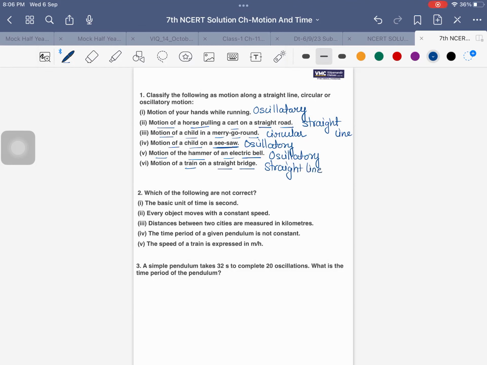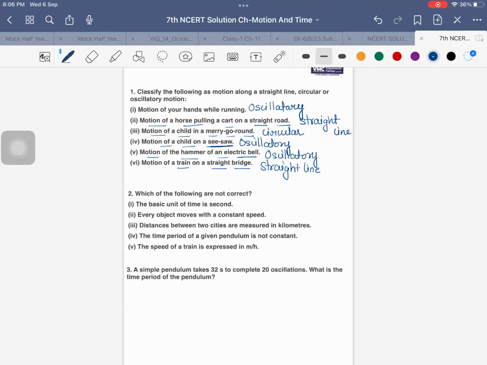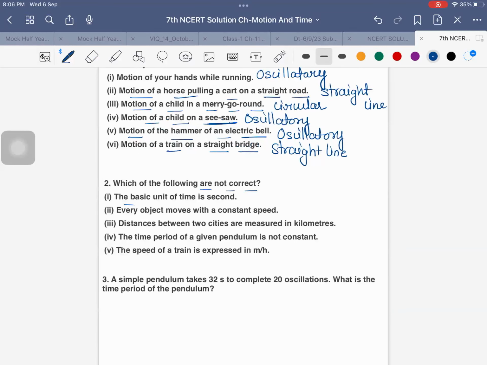Next one, which of the following are not correct? So the basic unit of time is second, it's correct. Every object move with a constant speed, it's incorrect. Distance between two cities are measured in kilometer, correct. The time period of a given pendulum is not constant, so it's incorrect. The time period of a given pendulum is constant. Speed of a train is expressed in meter per hour, so it's incorrect. It may be expressed in meter per second or kilometer per hour.